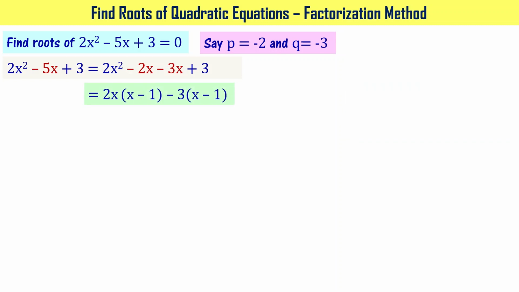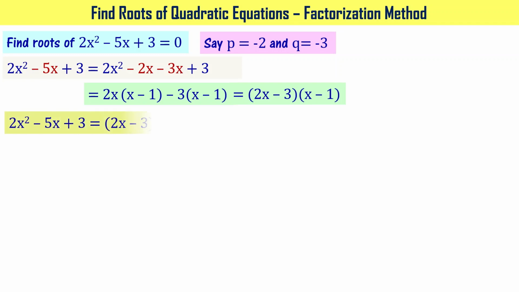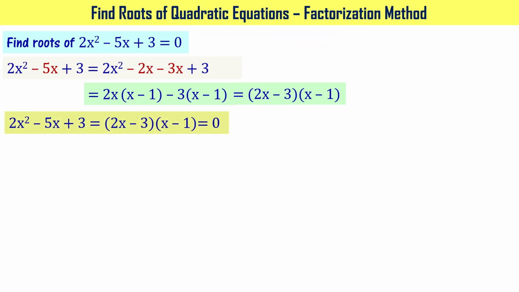When you observe this expression, you say that x minus 1 can be taken as a common factor out. When you do that, it can be written as 2x minus 3 times x minus 1, right? These are the linear factors of 2x square minus 5x plus 3, right? Let's go back to the original equation, that is 2x square minus 5x plus 3 equal to 0. That can be written as 2x minus 3 times x minus 1 equal to 0, right?